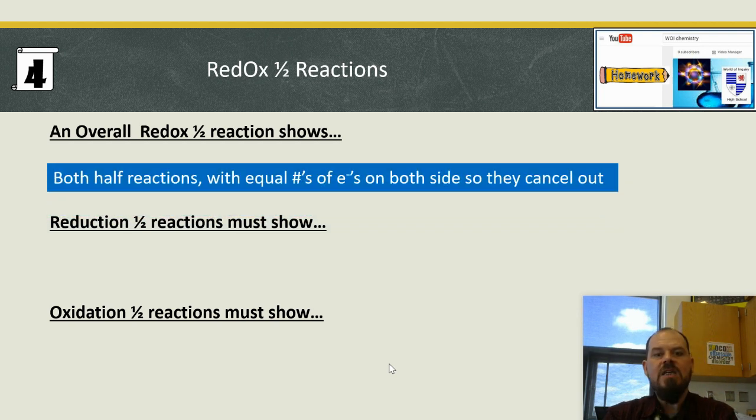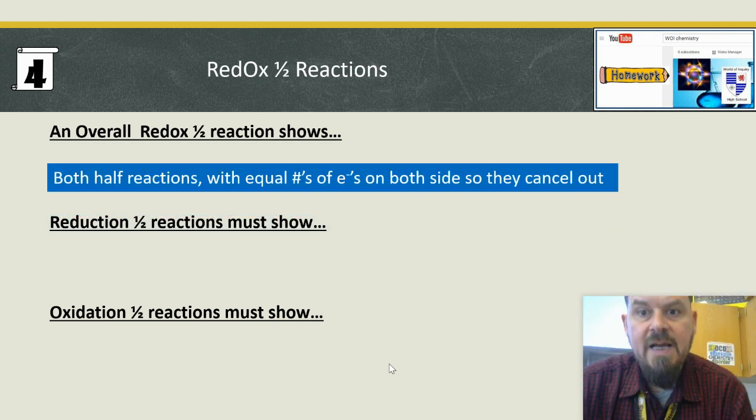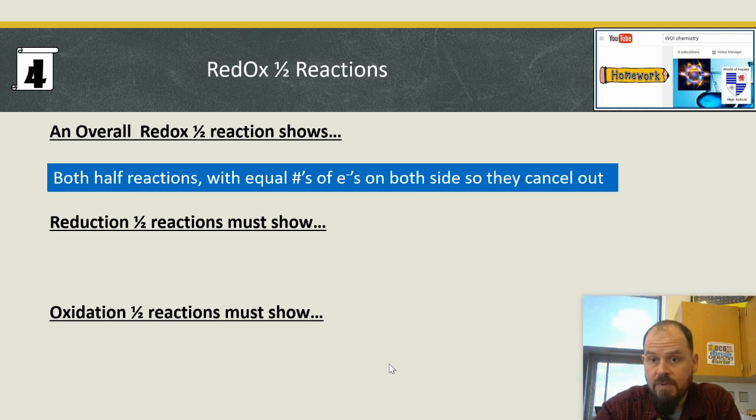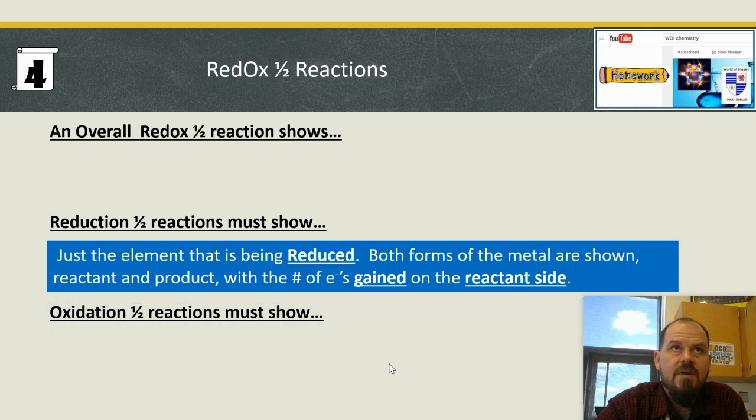Both half reactions have equal numbers of electrons on both sides so they cancel out. That's what we just did. One gained 2 electrons, the other lost 2 electrons. If I drop $2, you ain't picking up one. That number's got to be the same. So you'll see in some of the reactions towards the end, we'll actually have to balance based on those numbers of electrons gained and lost.